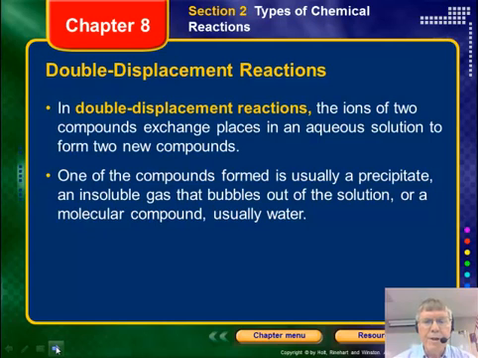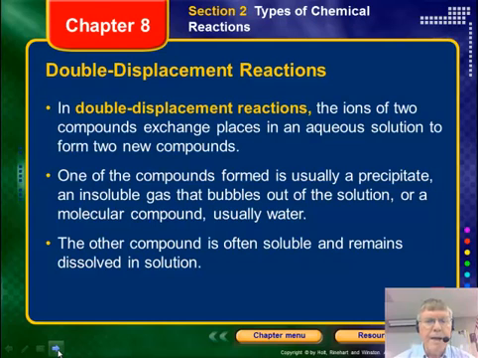Of the compounds that form, generally one is a precipitate, an insoluble gas that will come out of solution and bubble up, or it's a molecular compound, and very often that's water. The other compound is usually soluble and it remains behind in the solution.